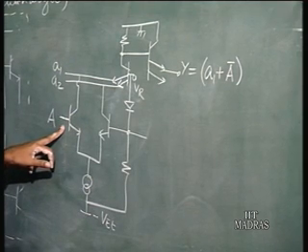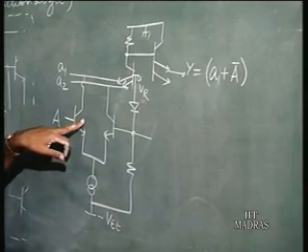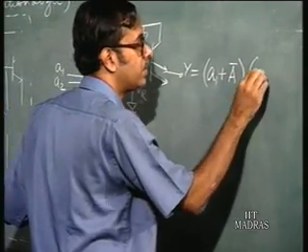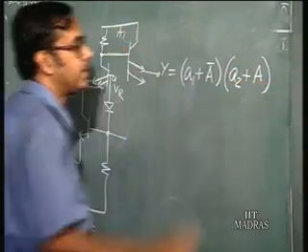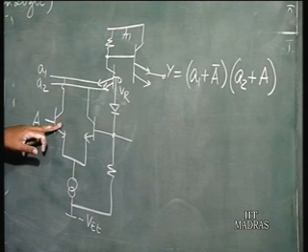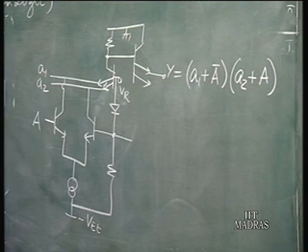When A is low, then this transistor is off. And for emitter 2, A2 is high or A is high. If A is high, then current is flowing in this transistor and the other one is off. So this emitter 2 is not going to conduct.